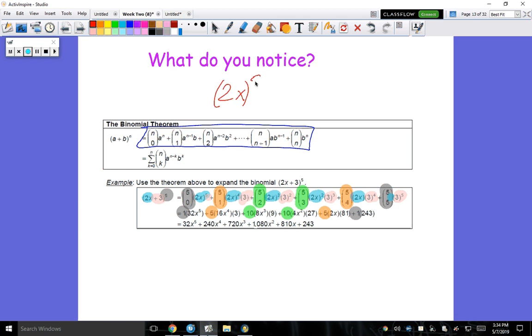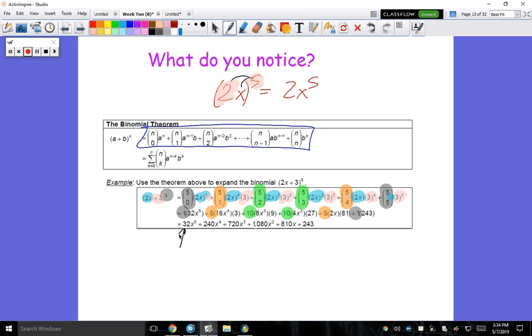2x to the 5th is not 2x to the 5th like this, because the 5 needs to be applied to both of them. So 2 to the 5th, this piece just right here, becomes the 32 that you see right there.